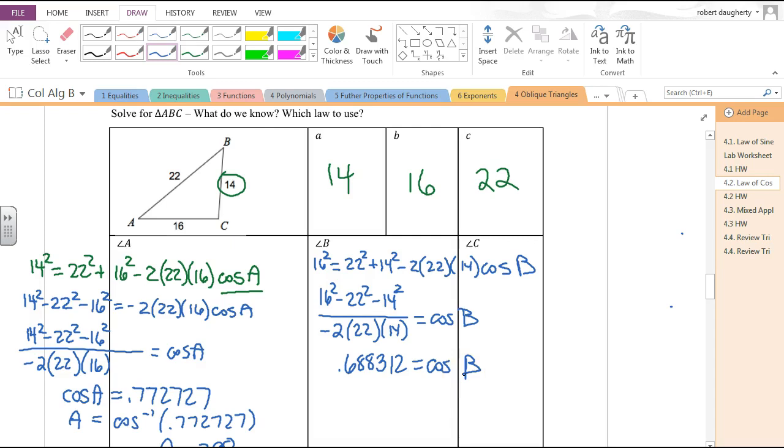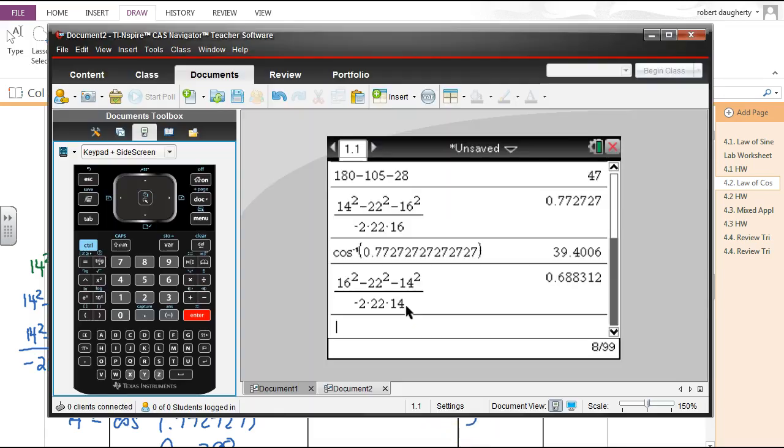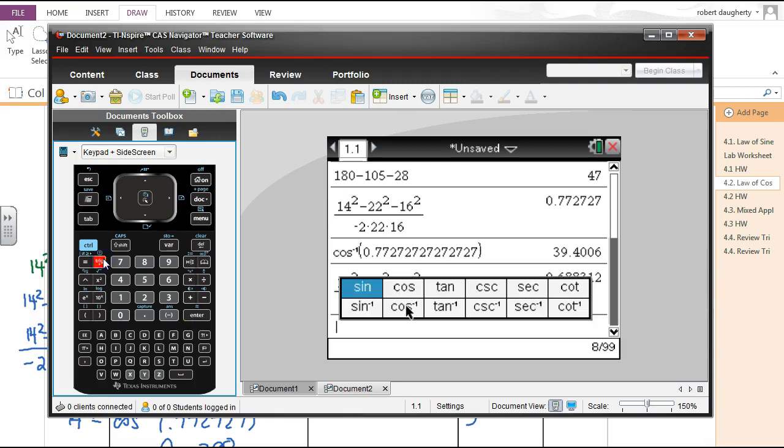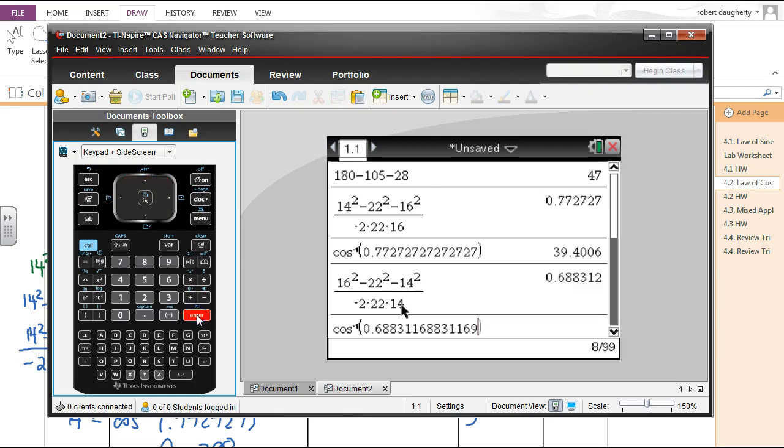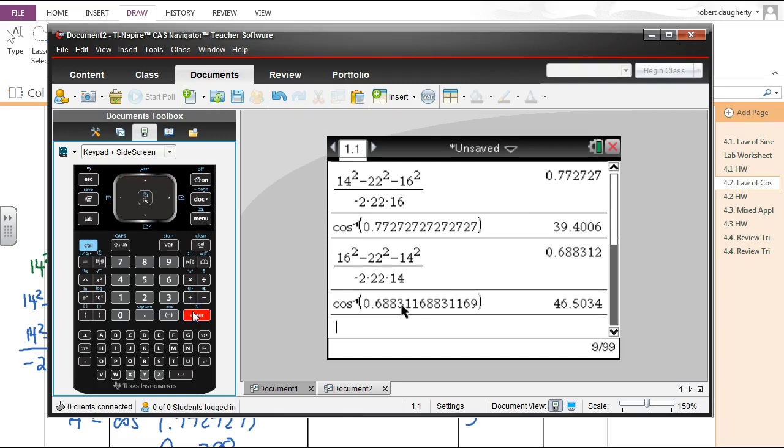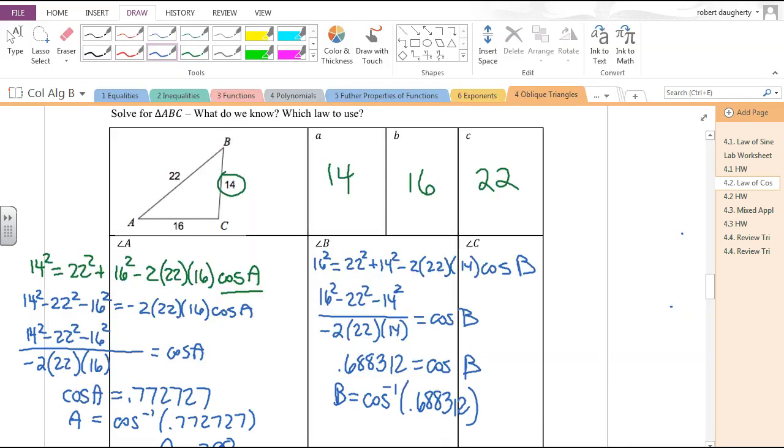To solve that for B, what do I do? Inverse cosine. So B is the inverse cosine of this. So I'll go back to my calculator. Trig function, inverse cosine. Recall that number. And to the nearest degree, what is that? 47. So B is 47 degrees.